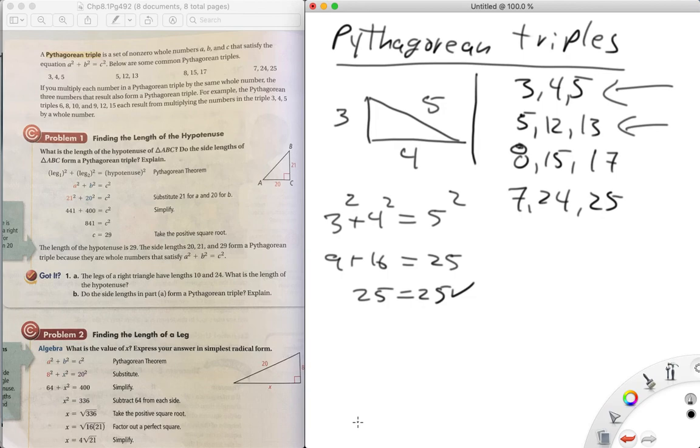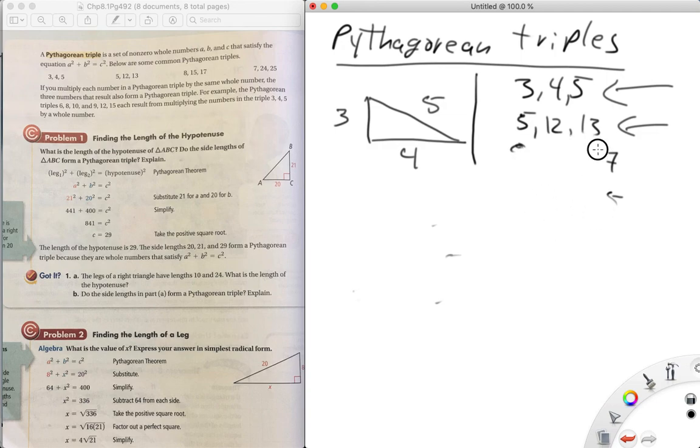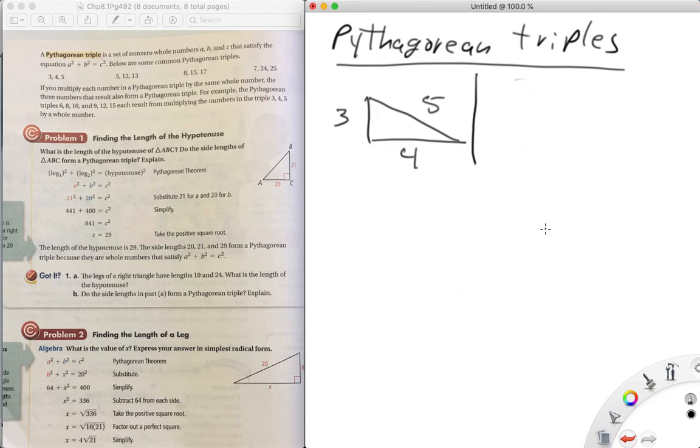All right. The first question. Oh, one other note about Pythagorean triples. Let's look at the 3, 4, 5 for a second. You can also set up, I want to say, a proportion-like scenario. So not only does the 3, 4, 5 work, but its multiples work too.